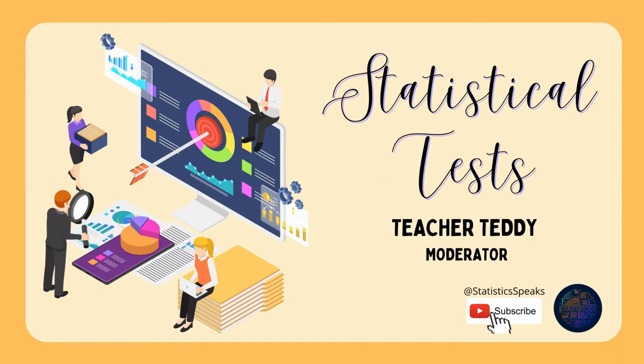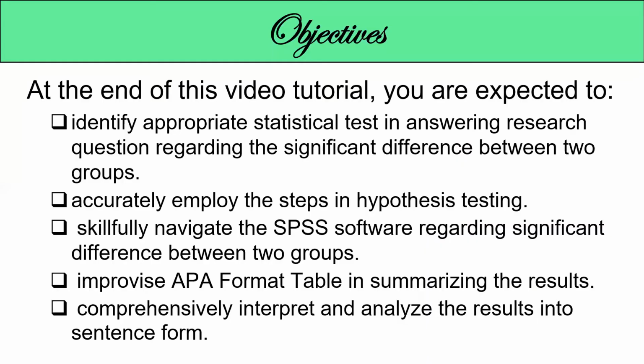So now, before we start, let's have our objective for today's video. At the end of this video tutorial, you are expected to first identify the proper statistical test in answering research question regarding the significant difference between two groups. Second, accurately employ the steps in hypothesis testing. Third, skillfully navigate the SPSS software regarding significant difference between two groups. Fourth, improvise APA format table in summarizing the result. And lastly, comprehensively interpret and analyze the result into sentence form.